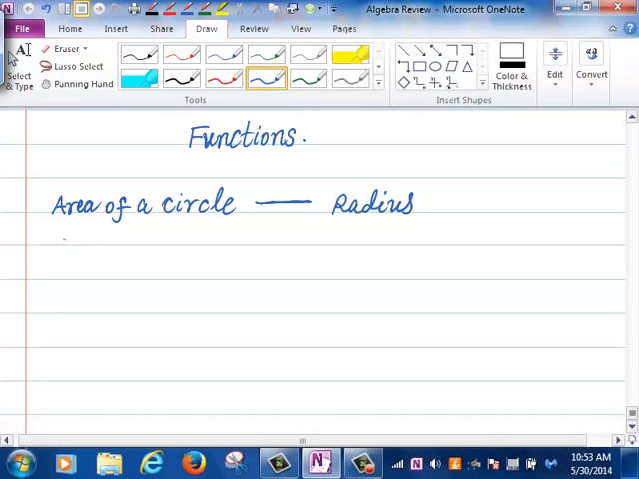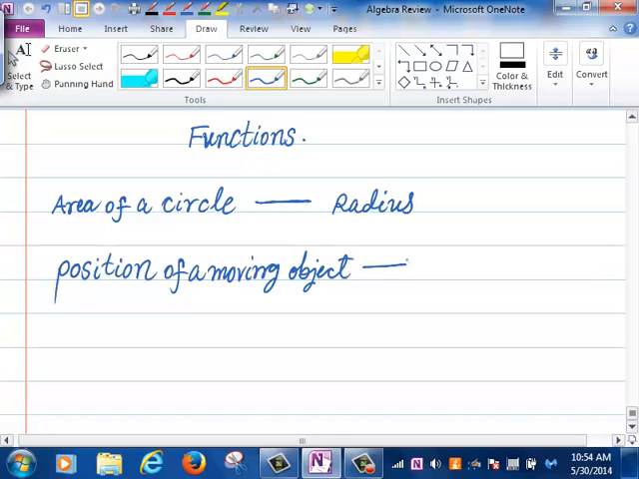Suppose that you have an object which is moving, and you're studying the motion of that object. Then you have the position of a moving object, and it has a relationship with what? Time. The position of an object and time. So I have a relationship between position and time. Same way, the velocity of a moving object and time.